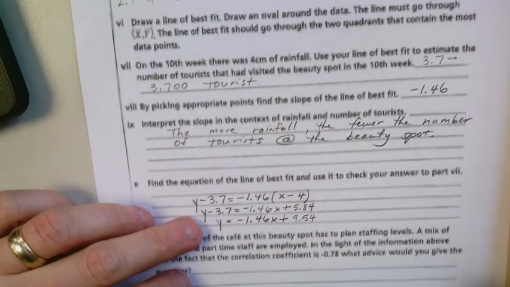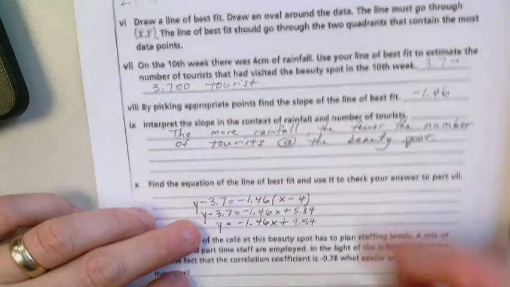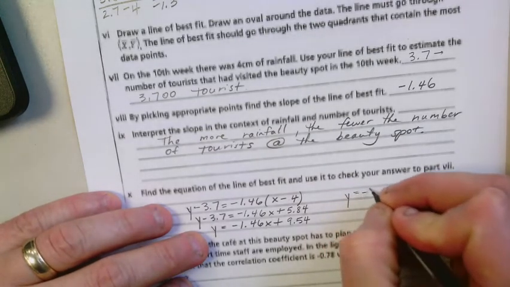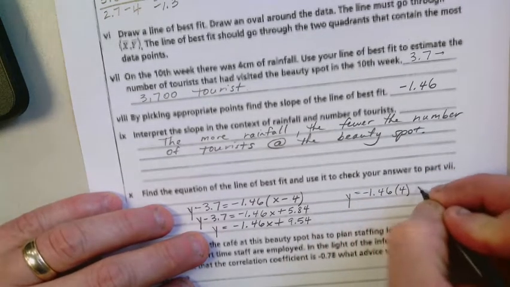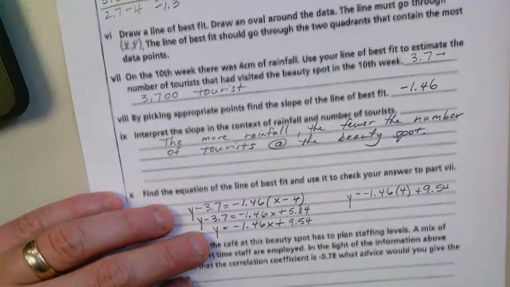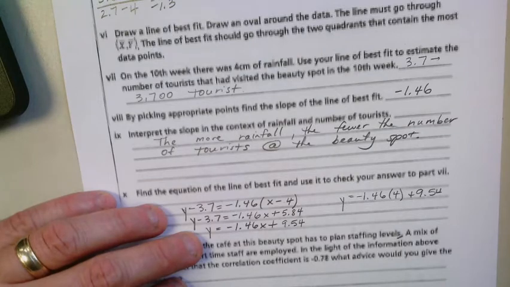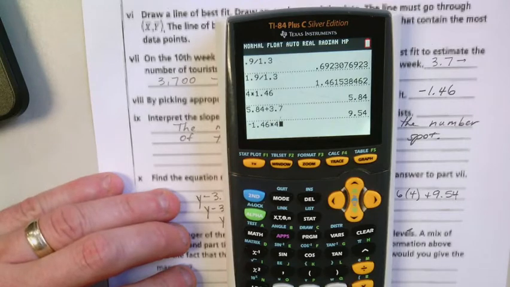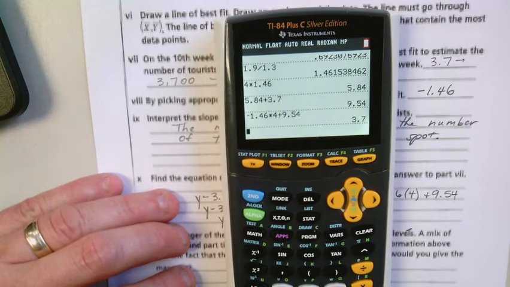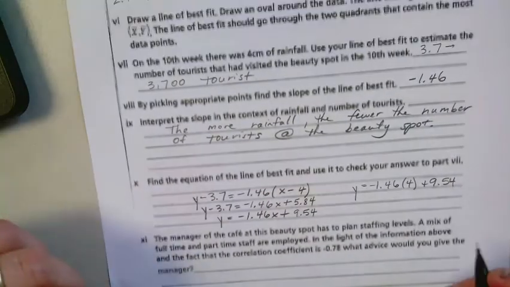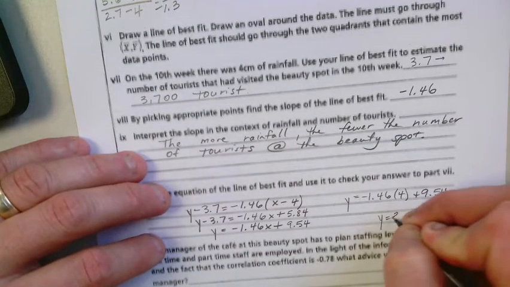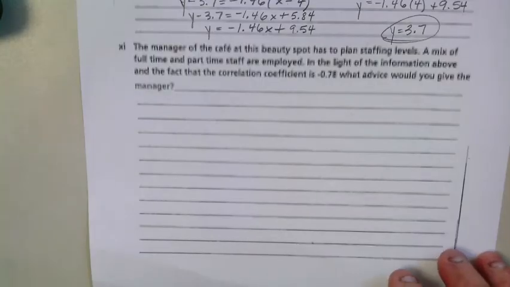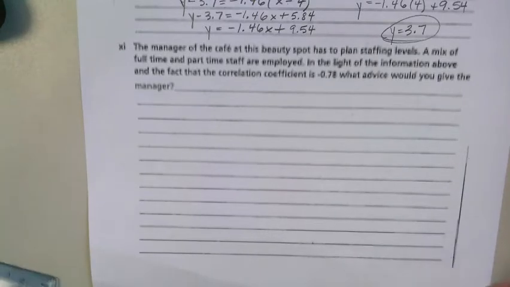Now, to check my answer, to make sure that this is correct, remember we're going to plug in 4 centimeters for the x. So y equals negative 1.46 times 4 plus 9.54. If I plug that into my calculator, 3.7, 3.7, okay? So we just validated we should have the same outcome there if it was on that line. Yeah, again, your numbers can be a little bit different.